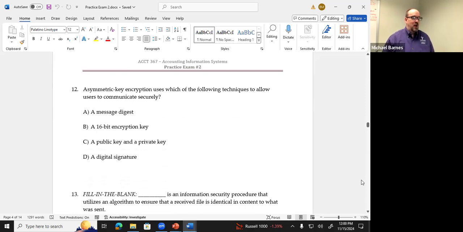Asymmetric key encryption uses which of the following techniques to allow users to communicate securely? I don't really like this question. This is why it's on a practice exam, but yeah. So what are we talking about with asymmetric key encryption? This actually goes to that diagram. So what is unique about the asymmetric key encryption diagram? Remember that it uses both a public key and a private key, all right? It uses a public key that all receivers have access to, but then a private key to decrypt the information. It's a little bit like the ATM card. Everybody's got an ATM card that has access to the same bank, but you have your own unique code that you put in for every single one of those. So that's the answer there, C.